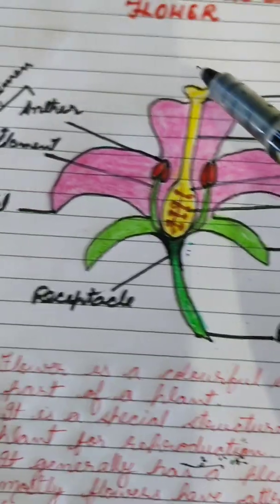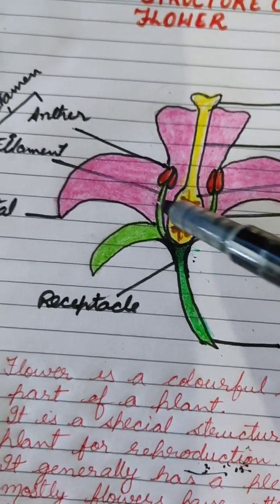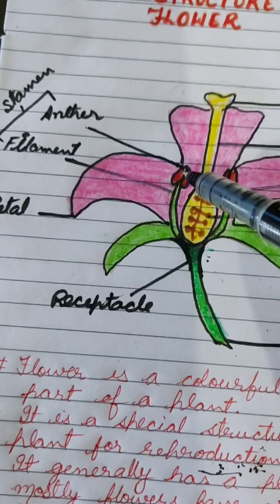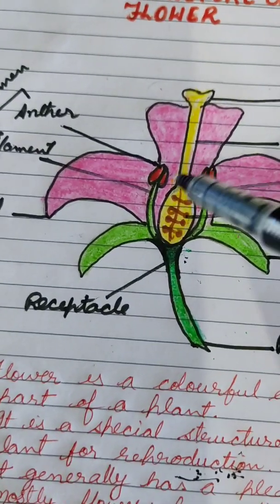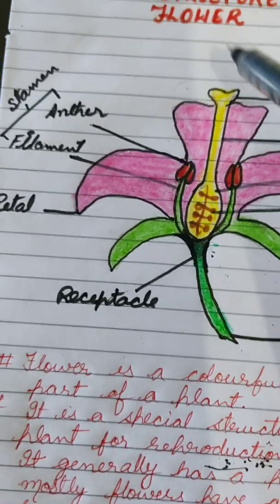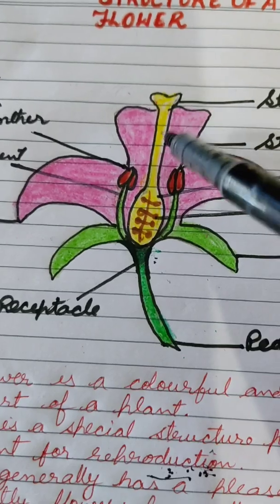Stigma is the part where the pollen grain lies. During pollination, when the anther matures and ruptures, the pollen grains are spread by different means like wind and water, and these pollen grains come and lie on the stigma. They attach to the stigma.